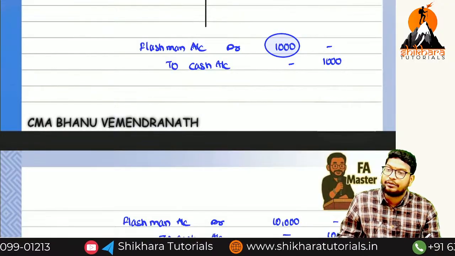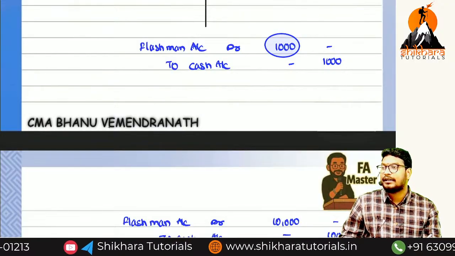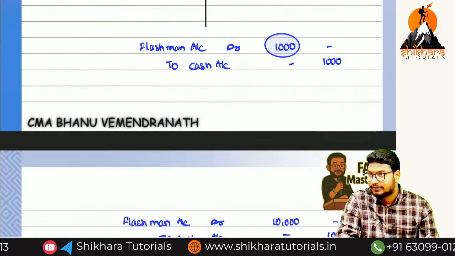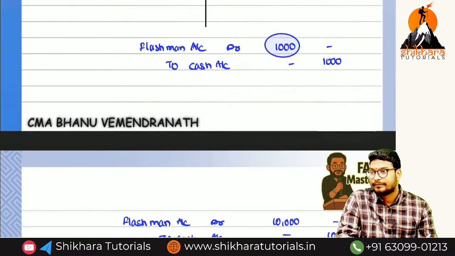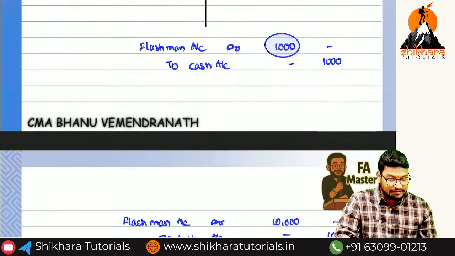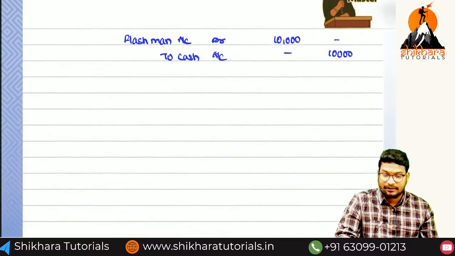Or what you can do is cancel 1,000 and write 10,000. So which one is beneficial? Adding 9,000 is beneficial. So can you see the rectification entry?